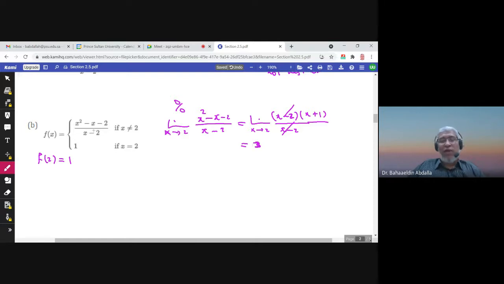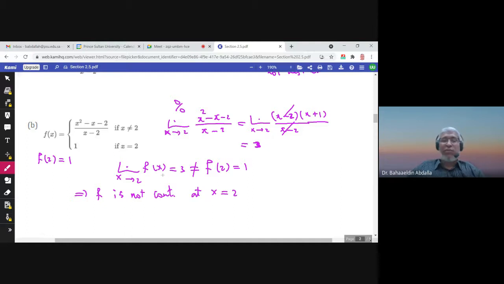So the limit of f of x when x approaches 2 is 3. And this, unfortunately, is not equal to f of 2, which is 1. And that's why the function is not continuous at x equals 2. So the limit exists and the function is defined at 2, but f of 2 is not equal to the limit. They are not equal. 3 is not equal to 1.